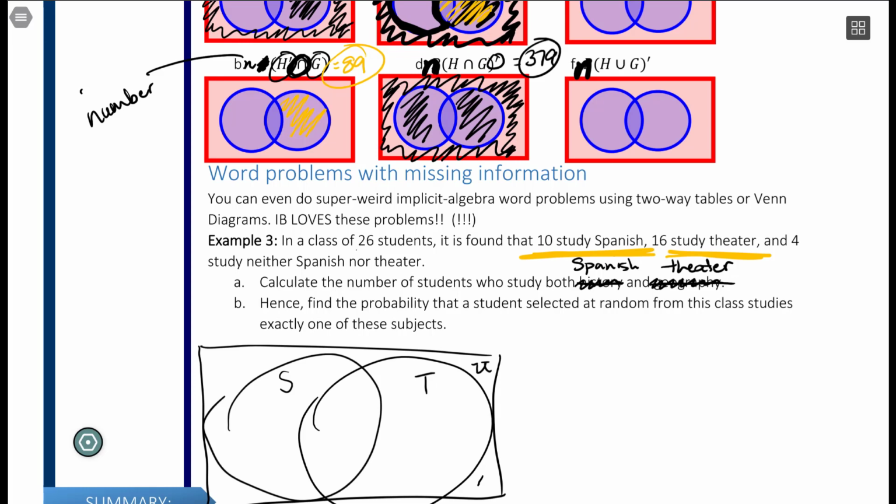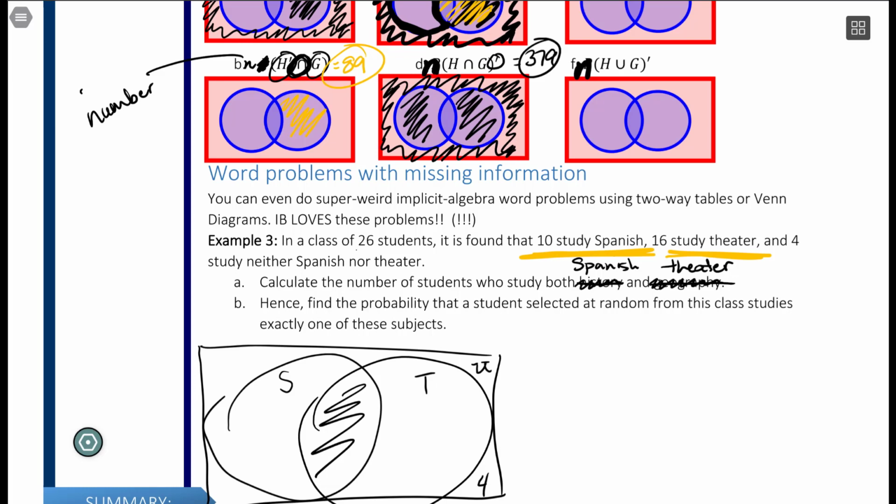And that's this number down here, 4, because they don't belong in Spanish class, they don't belong in theater class, they're somewhere outside of that. Now, whenever we want to start thinking about these kind of questions, we usually want to try and fill in the intersection first, this piece. But do we know what that is?